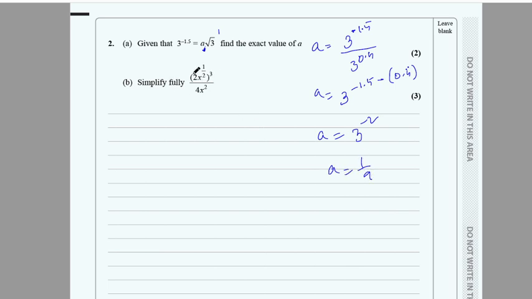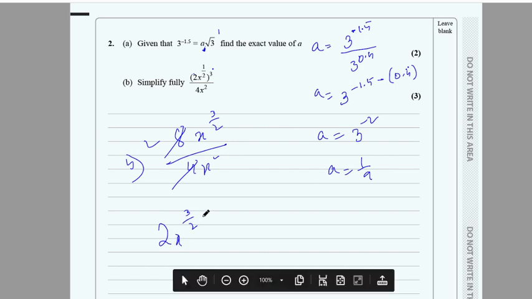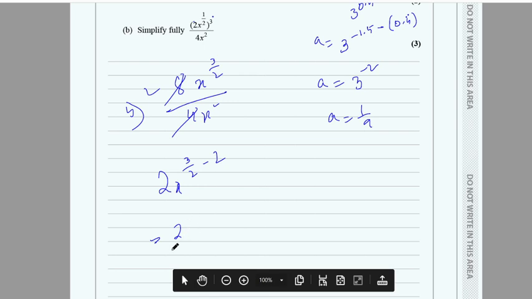You need to simplify this, so 2 cubed, x to the power this one. Then you just simplify it, 4 into 8, 2. You just deduct the powers. X to the power minus half, we get minus half, so that's why I just shifted it to the denominator level.